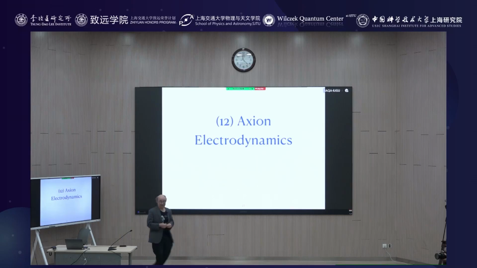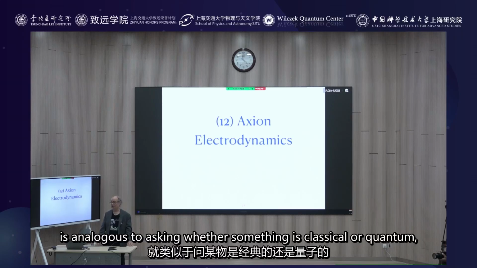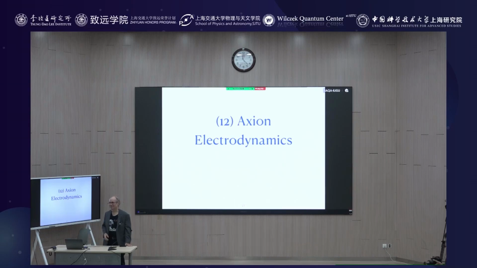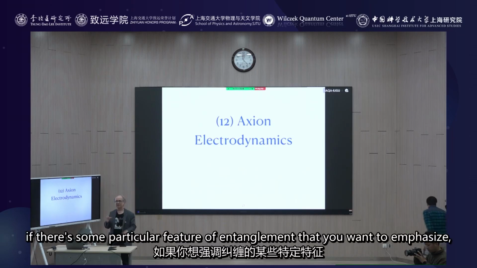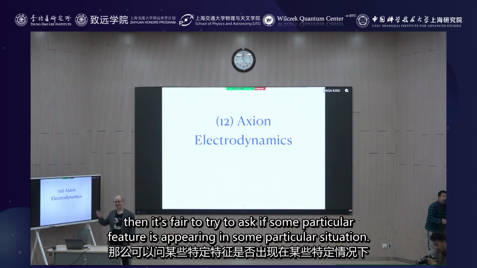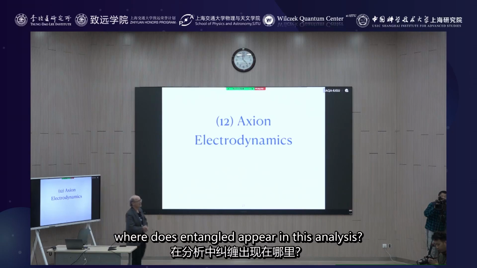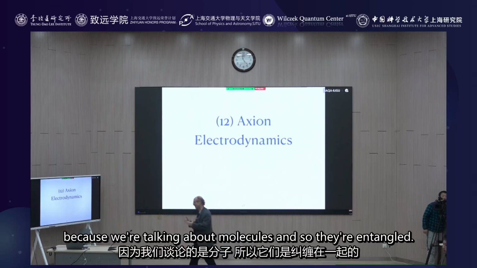Okay, so it's these questions. Asking if something is entangled is analogous to asking whether something is classical or quantum, and everything is quantum, and everything is entangled. Now, if there's some particular feature of entanglement that you want to emphasize, then it's fair to ask if that feature is appearing in some particular situation. So with that prelude, where does entanglement appear in this analysis? Of course it's under the hood, because we're talking about molecules and things, so they're entangled.